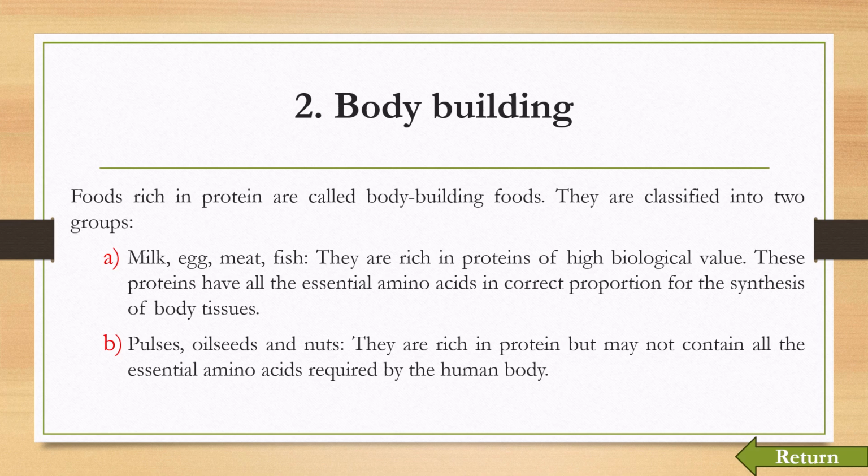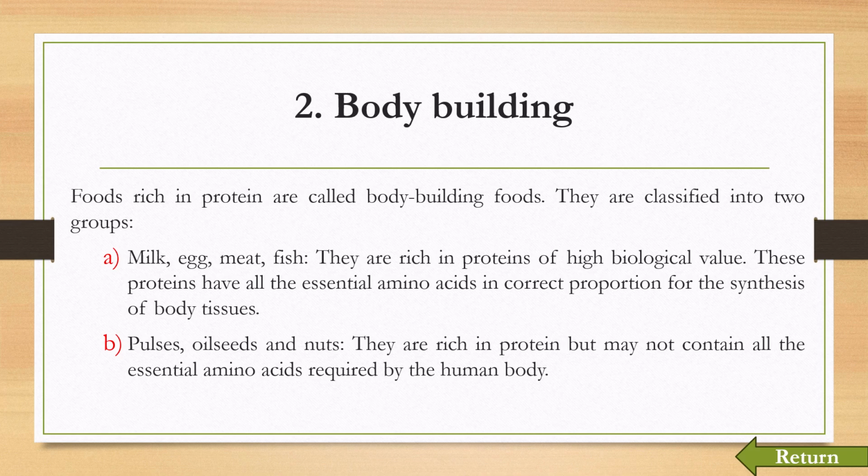2. Body building. The second function of food is body building. Foods rich in proteins are called bodybuilding foods. These are essential for growth, repair, and maintenance of body tissues. They are classified into 2 groups: animal sources like milk, eggs, meat, and fish. These contain proteins of high biological value, meaning they have all essential amino acids in the correct proportion.